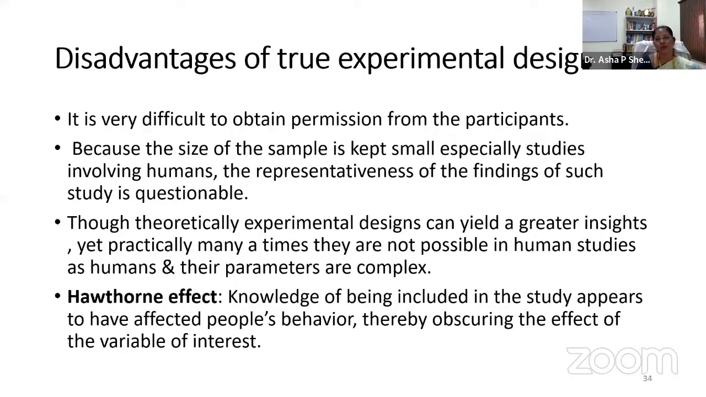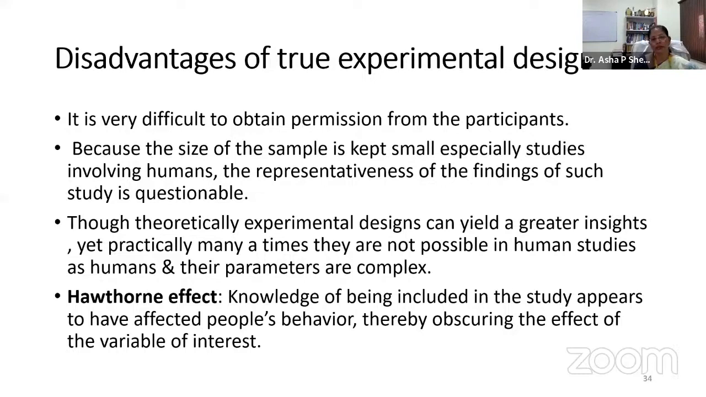It is also sometimes very difficult to obtain permission from the participants, because they will be afraid, wondering what will happen if I participate in this study. They may say, something they are going to do to me. And the size of the sample is usually kept small in intervention studies involving humans, so the representativeness of the findings of such a study is also questionable. Theoretically, experimental designs can yield greater insight, but practically, many times it is not possible in human studies, because the parameters are very complex.